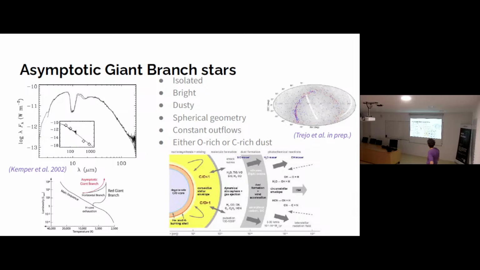And what's happening in terms of the star itself is, you have a CO core, and then you have helium and hydrogen shell burning going on around it.